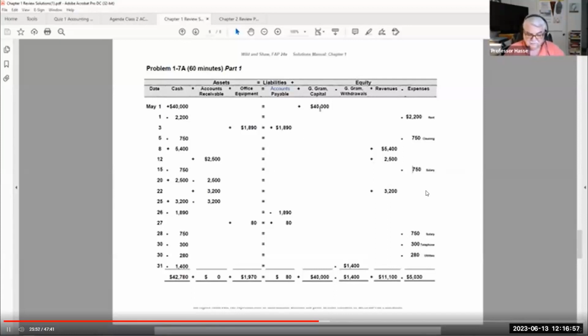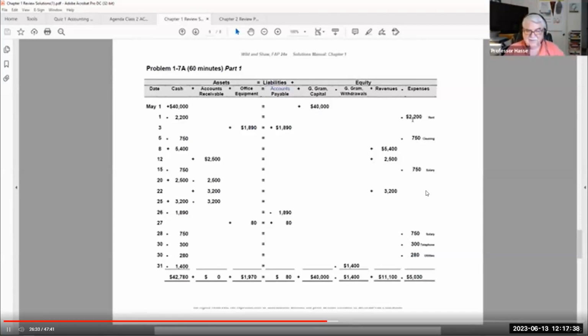The company rented a furnished office and paid $2,200 cash for the rent in May. So they rented office space for $2,200. They wrote a check, notice here, minus cash, $2,200, and then minus equity expense, $2,200. Equity is being reduced because money is leaving the business for expenses called rent. Notice we're lowering cash and we're paying the landlord.